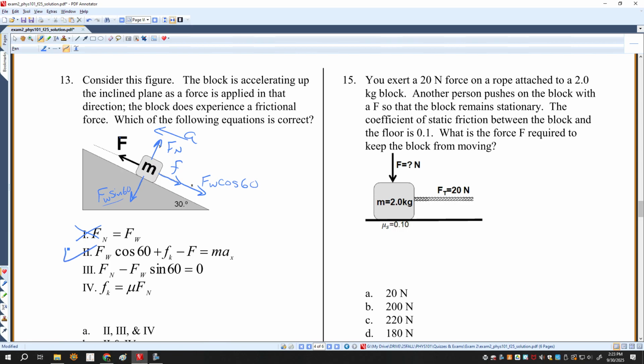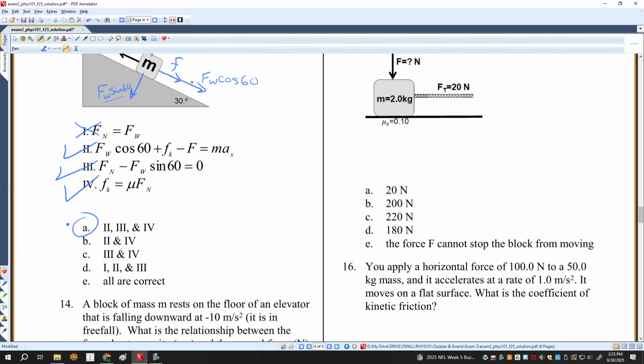That's correct. Fn minus Fw sine of 60 is equal to 0. That's correct. And Fk equals mu Fn. Yes, that's correct. That's just generally correct. So 2, 3, and 4, A for 13.